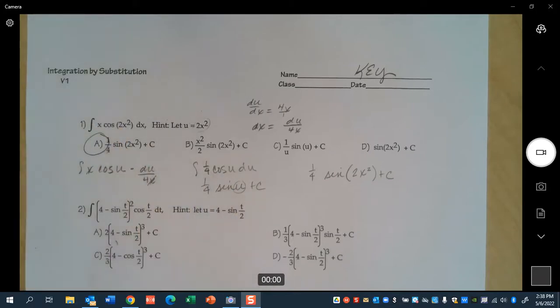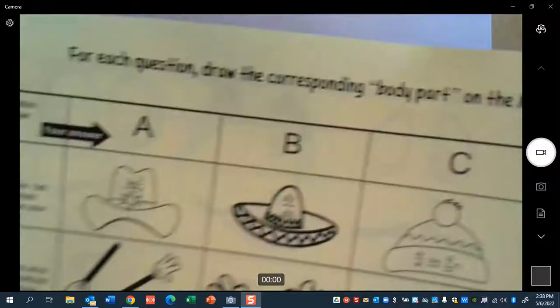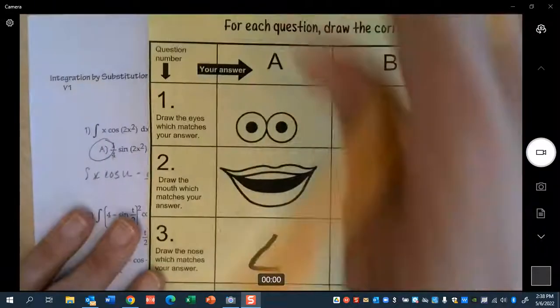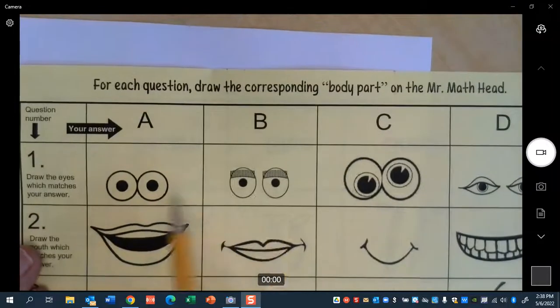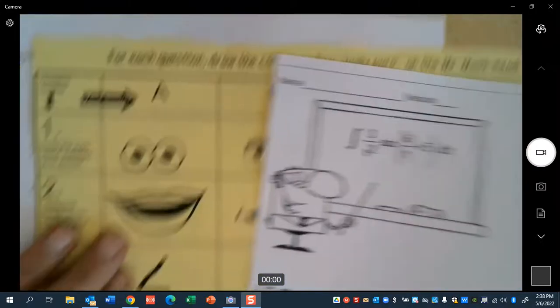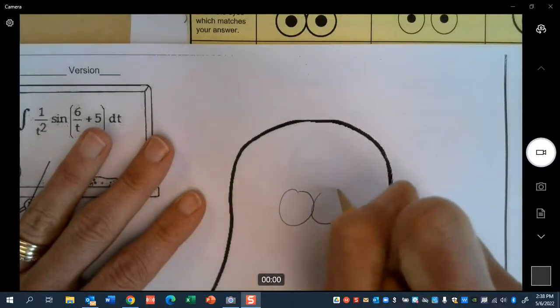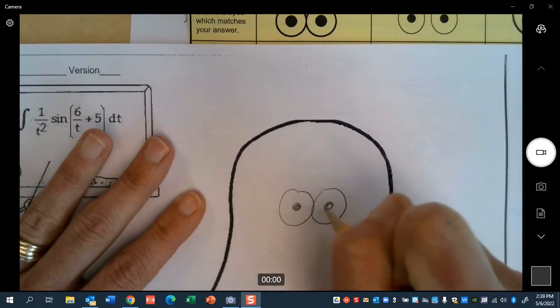Everybody got that? So then what you're going to do is you're going to go to your potato head. And on your potato head, the answer to number 1 is A. So then you're going to go to your chart. And for number 1, if the answer is, here's A, B, C, or D. So for number 1, that means on your potato head, you're drawing these kind of eyes. So on your potato head, you're drawing these creepy big eyes.